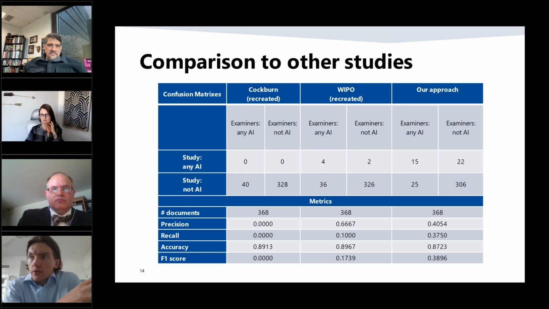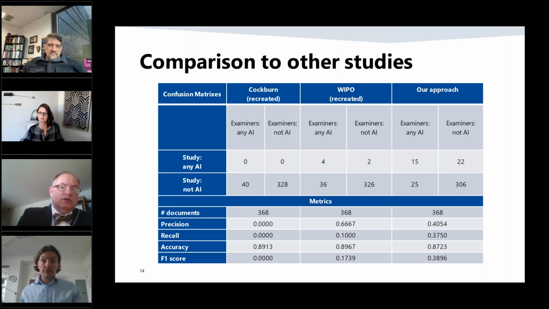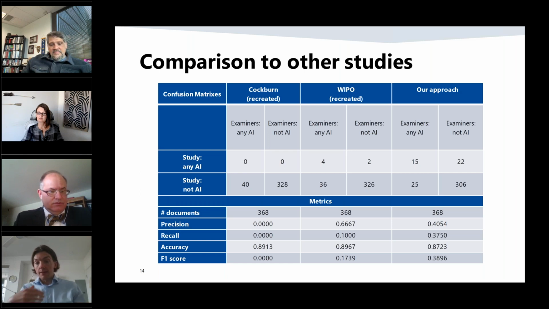Now, if you take our approach, this machine learning based approach based upon Boot and Fellenberger, what happens is that you end up identifying more documents as AI. You unleash this on all of the world of patent documents, and you identify more as AI. So you end up getting higher recall because you find more that are AI, and you end up getting lower precision. There's always this trade-off between precision and recall. If you look at recall, for example, we identified 15 of the 40. And for precision, out of the 37, 15 were actually AI.